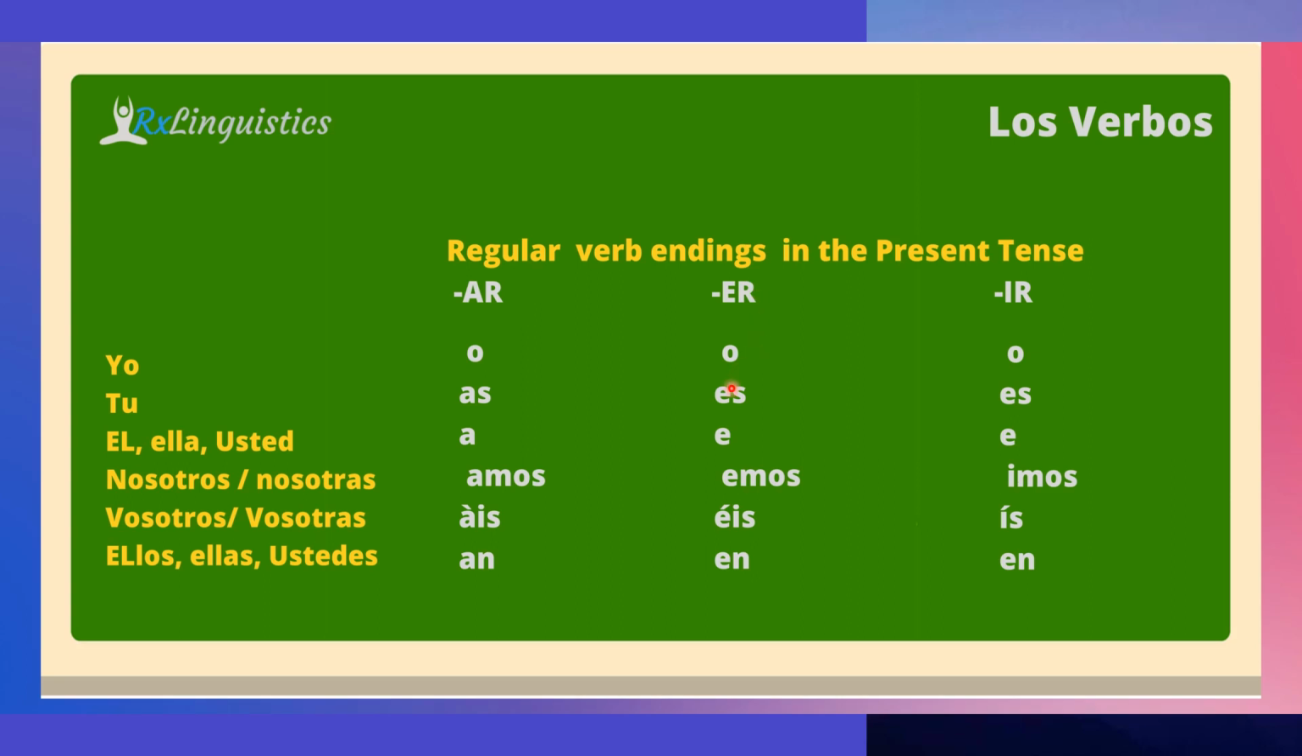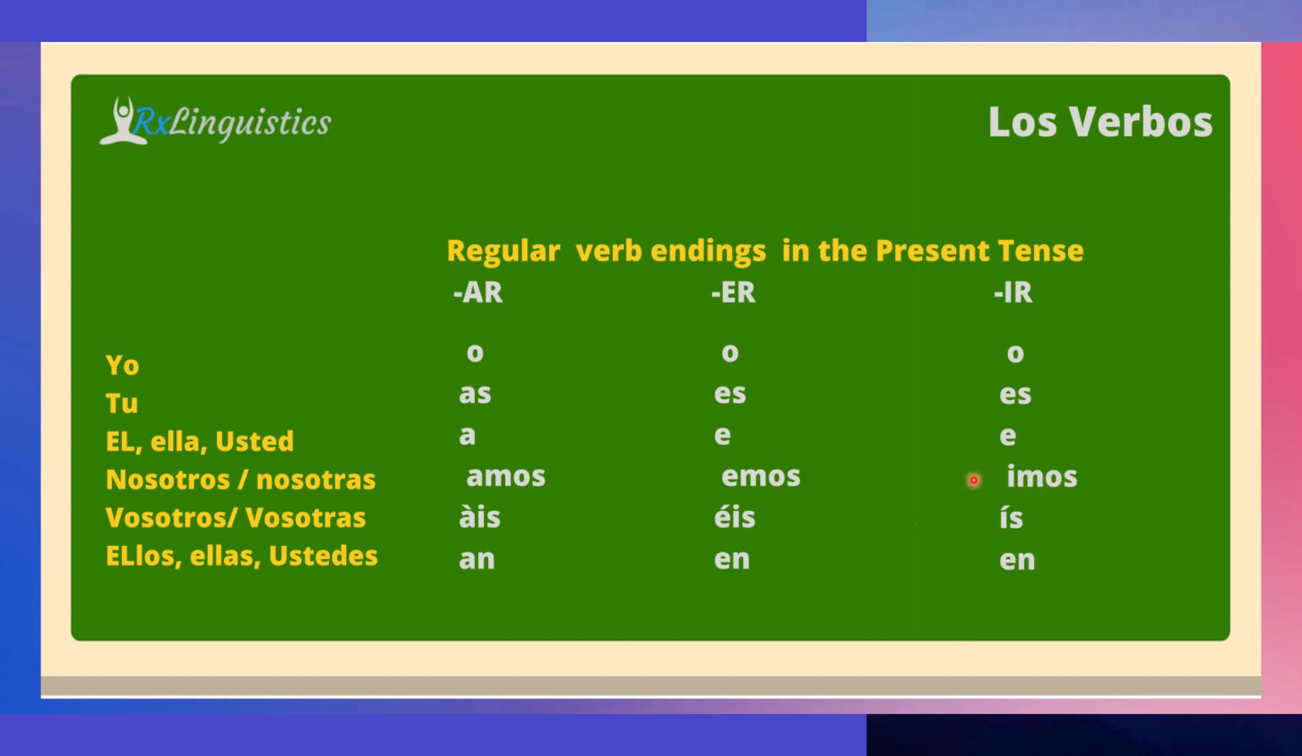The ER verb is still O in the first person singular, but instead of AS, we have ES, so it changes here. The good thing about the present tense of regular verbs is that ER and IR verbs take on the same ending. The ending you see here is almost the same here. The first, second, and third person are the same, and the third person plural is the same.